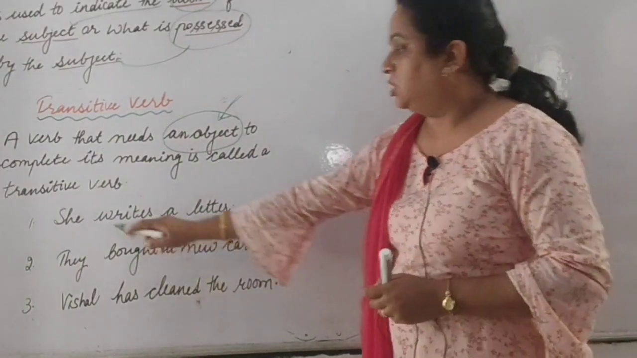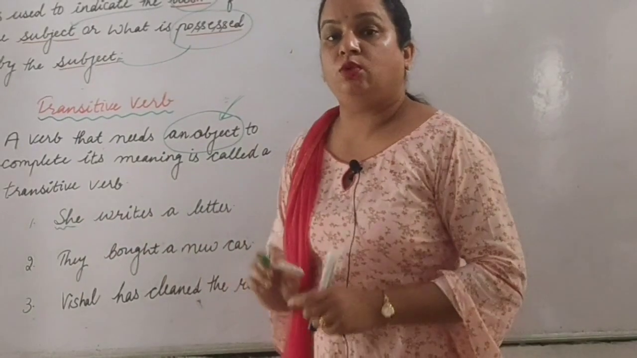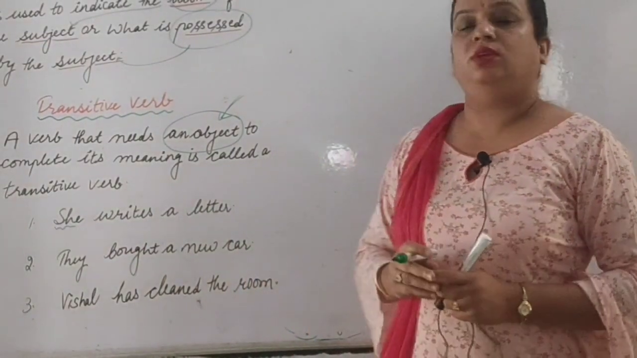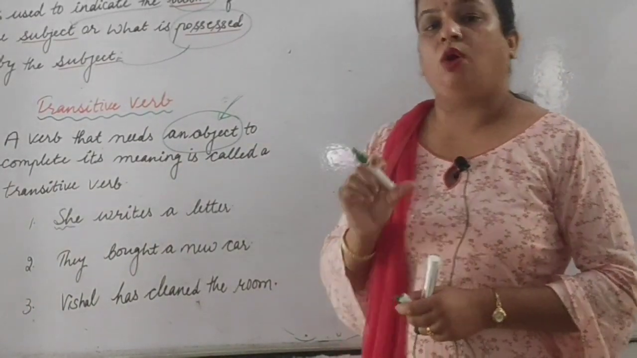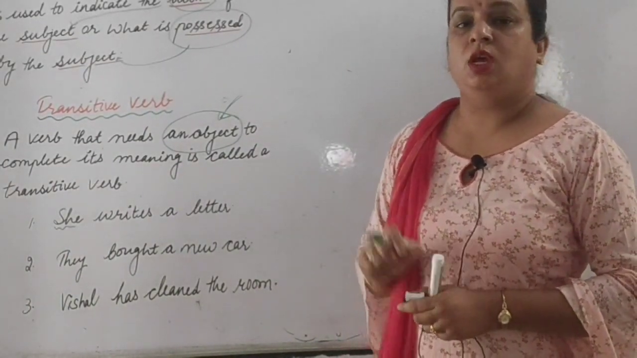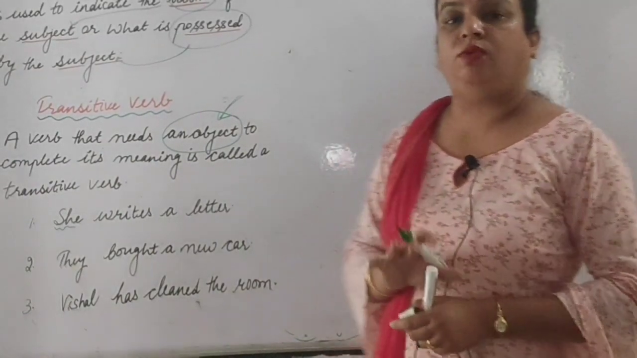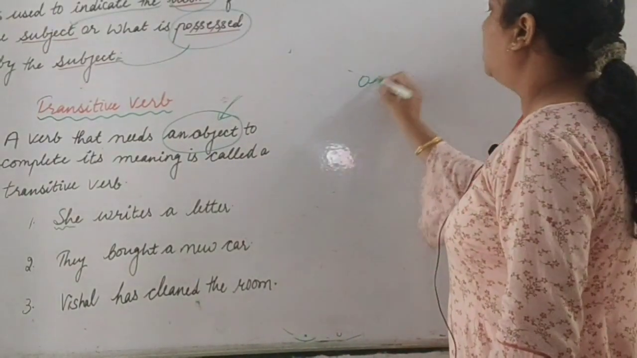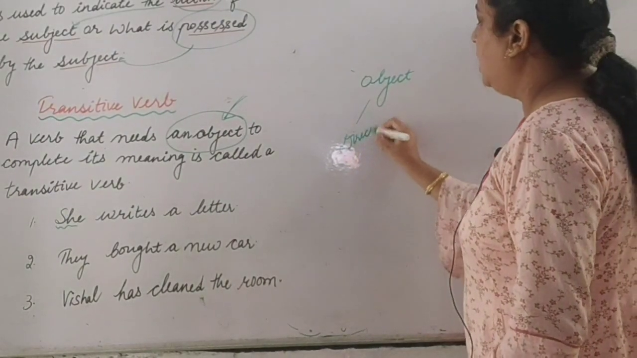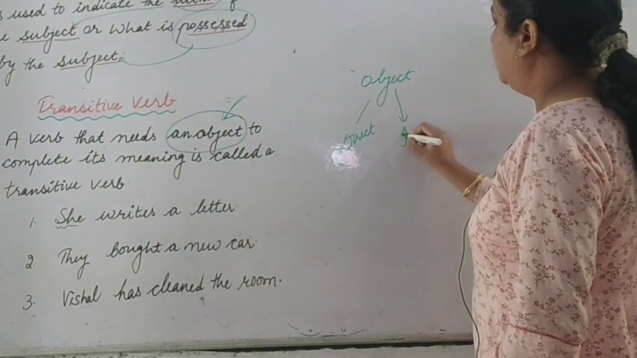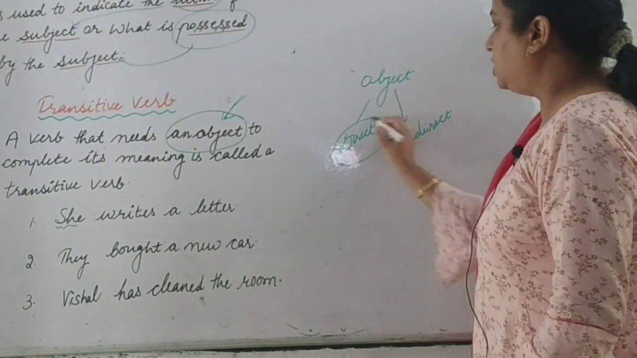See how. She writes a letter. So she is the subject. And I told you in the last videos, when we were doing active and passive voice, about the object. The position of the object is just after the verb, and objects are of two types. Let me revise. Number one is the direct object and number two is the indirect object, right?